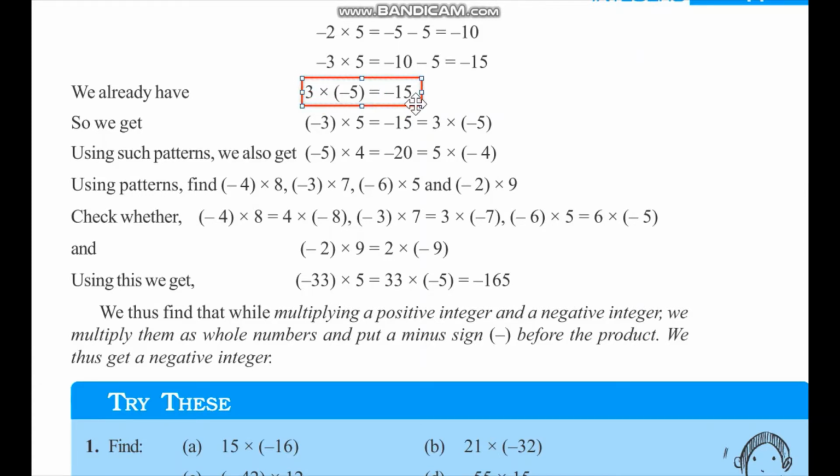You can take some time to understand this. You can go back and play the video once more if you need more time to understand this concept about why when we multiply a positive number with a negative number, we get the result as a negative number.